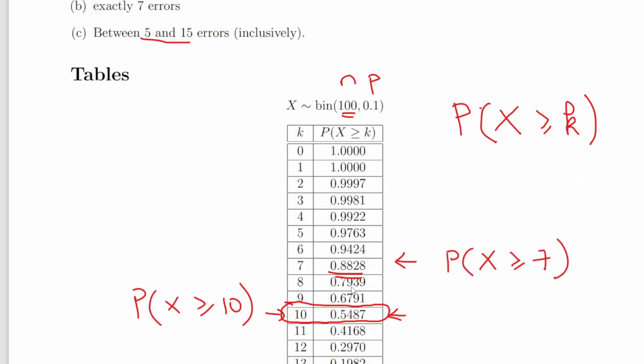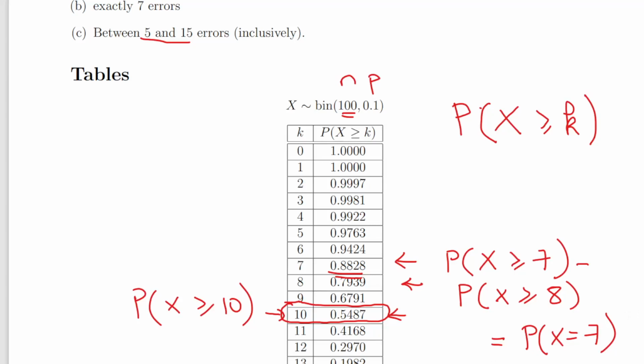If we look below it, we have the probability of x greater than or equal to 8. The difference between those two numbers gives us the probability of x equal to 7. Think about the sample points: for x greater than or equal to 7, that means 7, 8, 9, 10, 11, 12, all the way up to 100 successes. For x greater than or equal to 8, that is 8, 9, 10, 11, and so on. That difference is the probability of x exactly equal to 7, and that's what we're interested in.